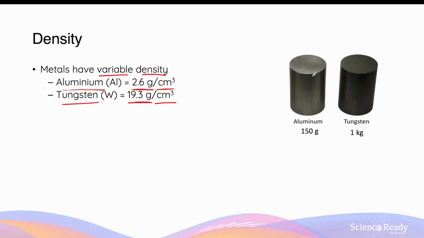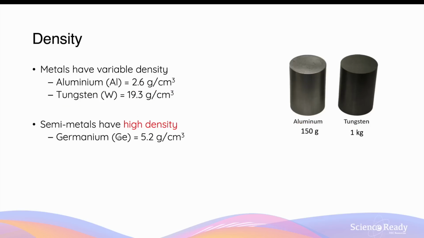So if we have two same cylindrical blocks of the two metal elements, they occupy the same volume, the tungsten may weigh 1 kilogram compared to 150 grams in aluminium. This is more than 6 times different in their mass. Semi-metals have a smaller variation in density. They tend to consistently have higher densities on average. For example, germanium has a density of 5.2 grams per cubic centimeter.